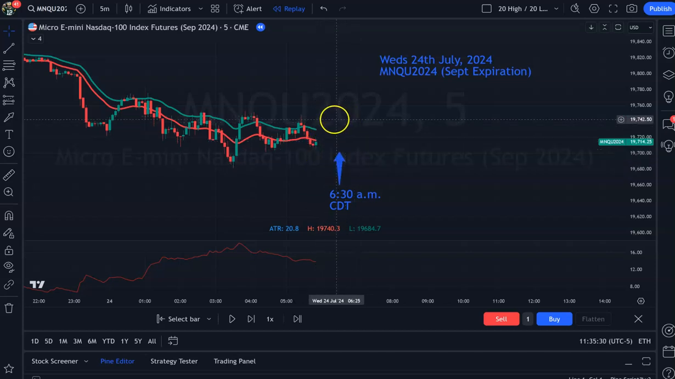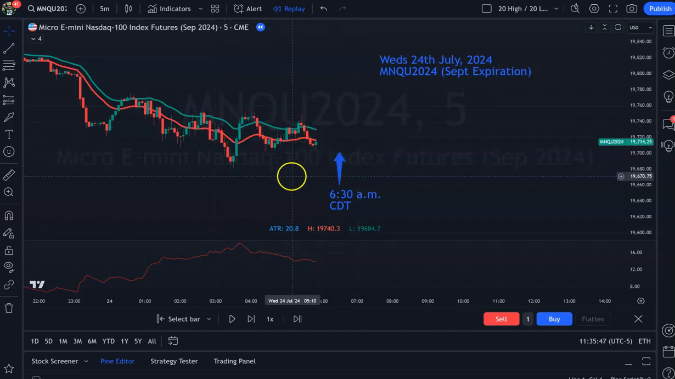This is something you can do if you're looking at a new trading strategy: use the replay function on TradingView.com. Go to a random date and replay it and see how well the strategy would have worked.